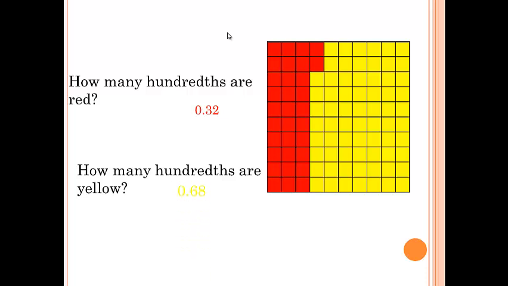How many hundredths are yellow? When you count, 68. 68 out of 100, or 68 over 100. When you write it with a decimal point, 0.68.